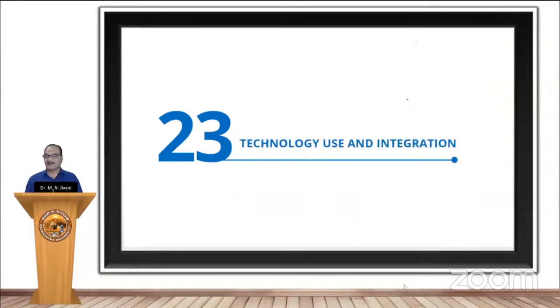Okay, now come to chapter number 23, technology use and integration. How technology is going to be used, how it is going to be integrated in the teaching and learning process. This is very important. We must always remember the context, that our context is the use of technology in education, or the integration of technology in the teaching and learning process. Okay, so let's see.